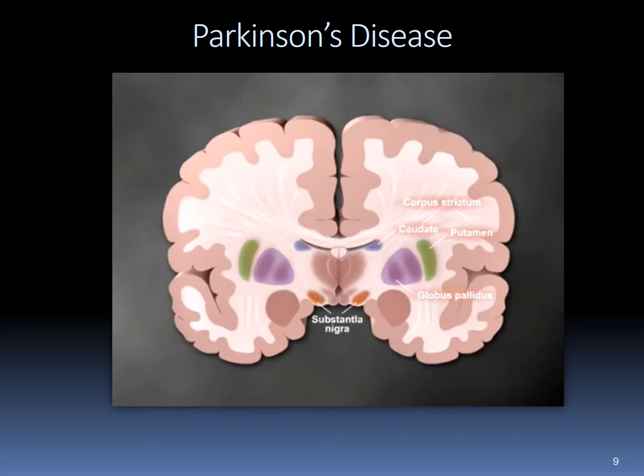The substantia nigra is a tiny structure located deep within the brain. There are actually 2 structures, but they are typically referred to as a single entity in the medical literature.